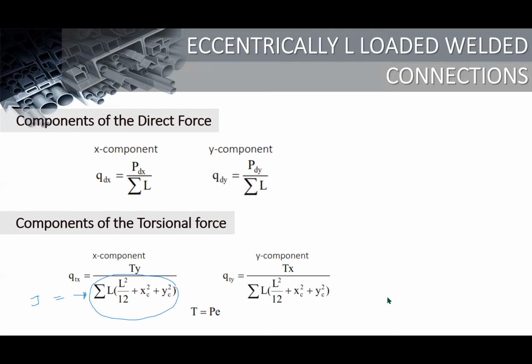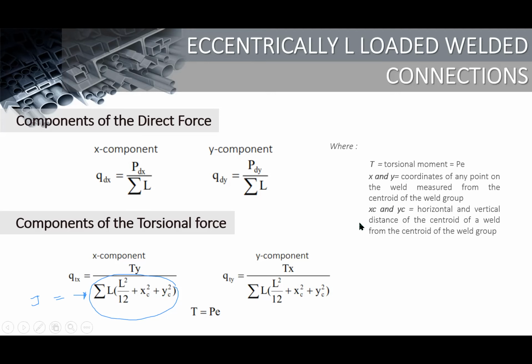Okay, so let's check. Then T, the torsion or the moment, is equal to the force times the eccentric distance. So T is the torsional moment, and X and Y are the coordinates of any point on the weld measured from the centroid of the weld group. Like your bolt connection, which has a centroid for the group, the weld group also has a centroid. So XC and YC are the horizontal and vertical distances of the centroid of a weld from the centroid of the weld group. This is the individual distance of the centroid of each weld to the centroid of the group.